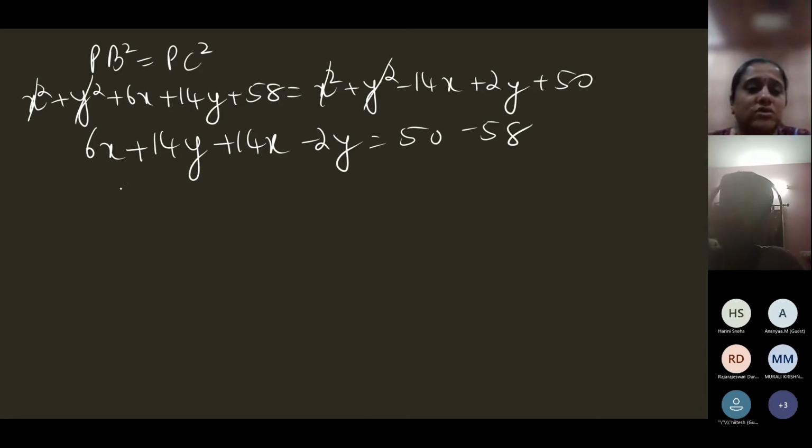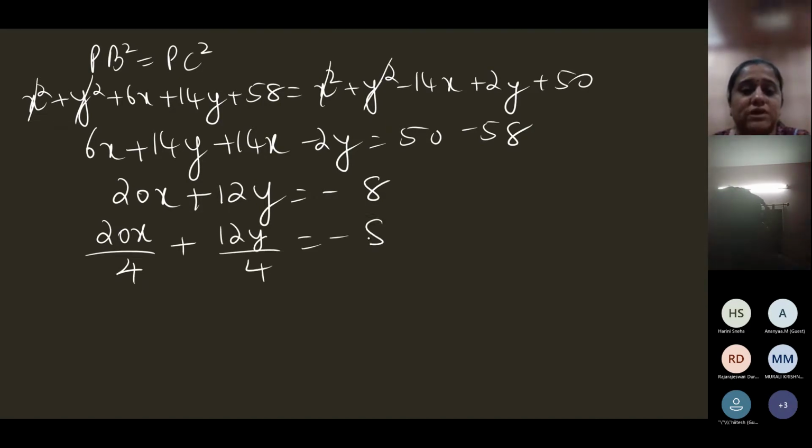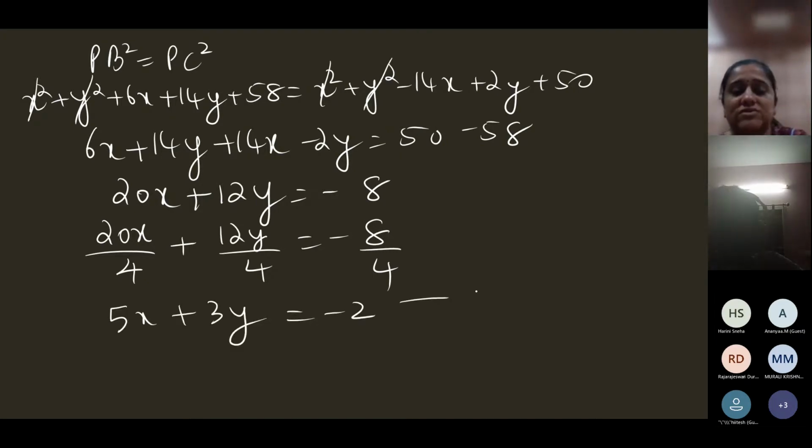So 20x plus 12y is equal to minus 8. Divide by 4 throughout, and that gives you 5x plus 3y is equal to minus 2. This is our second equation. Now solve the two equations to find the values of x and y.